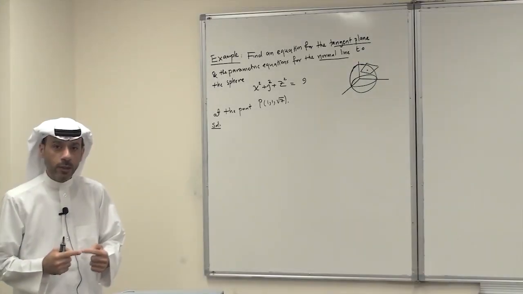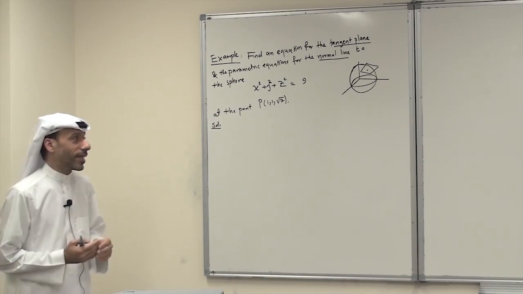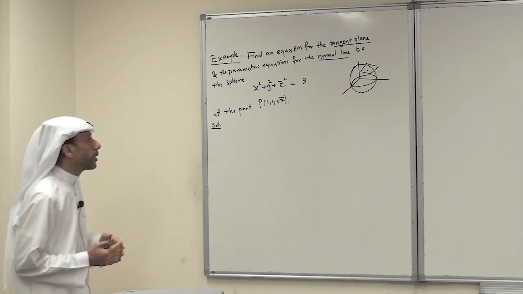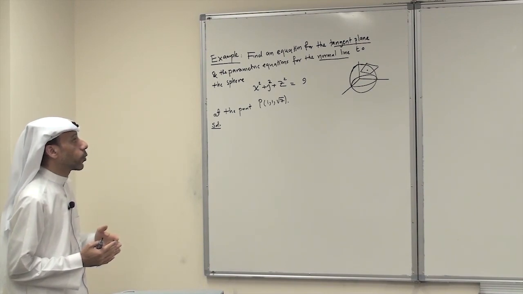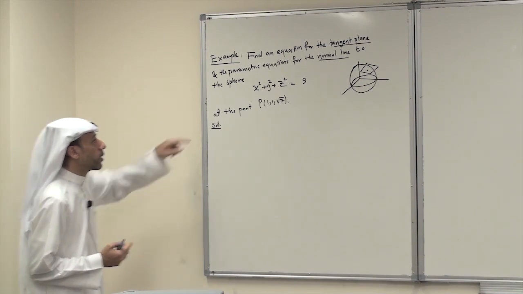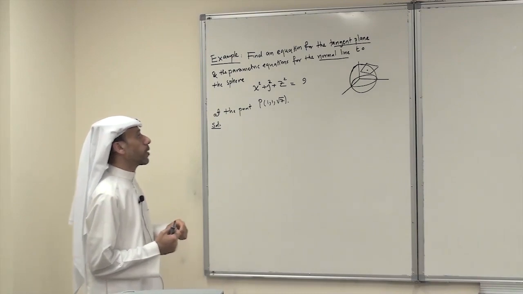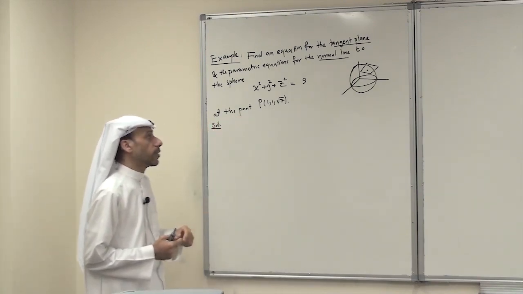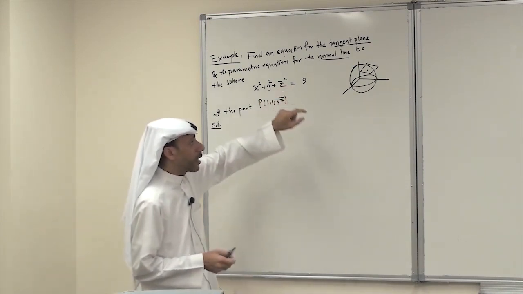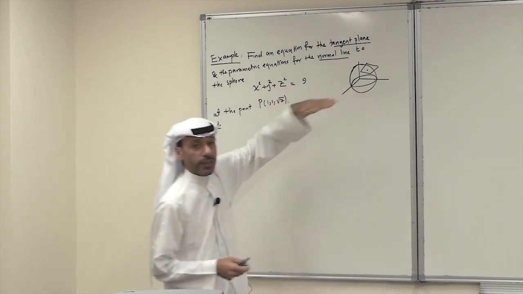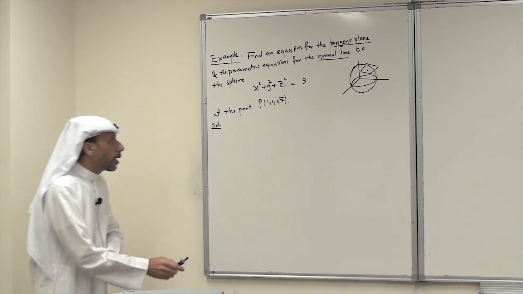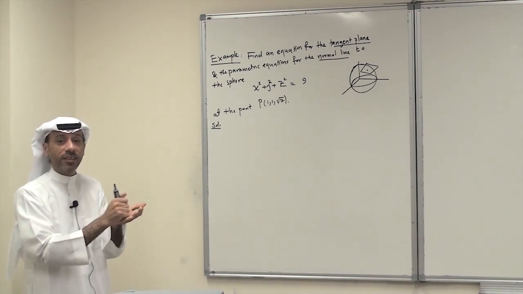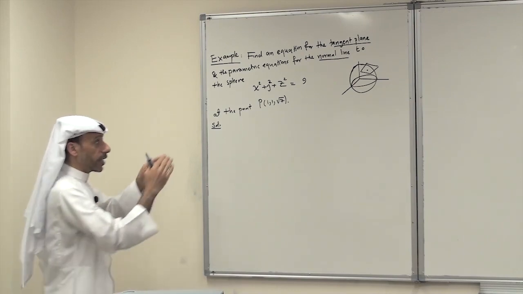So now let's illustrate what we did with one example here. Example: find an equation for the tangent plane and the parametric equations for the normal line to the sphere x squared plus y squared plus z squared equals 9 at the point (1, 1, root 7). So we have a sphere and we have a point, and we need the equation of the tangent plane. Again, we need really the normal to the plane, which is the gradient. So the gradient of the sphere.